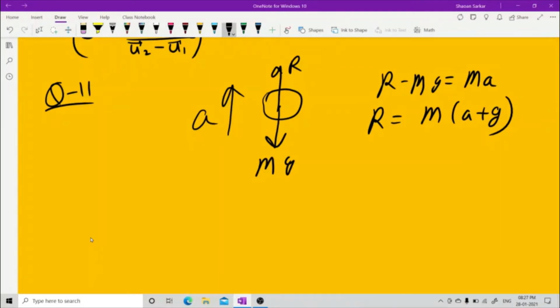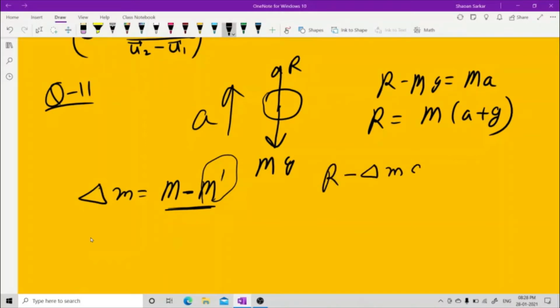Now let us take the second case, which is very important. How much of the mass should I throw out? See the decrease in mass. Earlier the mass was M. Now I am throwing out m dash mass. So this is the left mass in the balloon. Listen, the mass I have thrown out, this m dash, with the remaining mass the balloon will go up, so R minus del m g is equal to del m a.